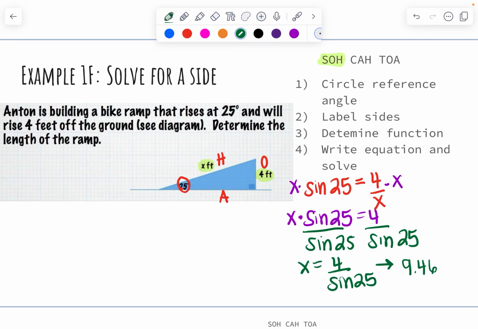So our final answer is 9.46 feet. Make sure you're labeling. Remember, if there's labels in the question, there should be labels in your answer.